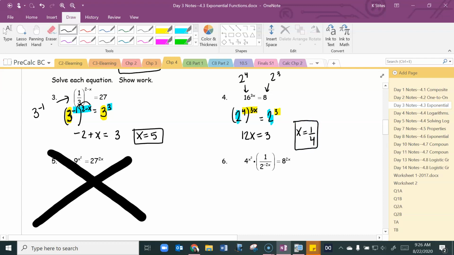All right, so we're going to skip number 5. We're going to do number 6. That one's a little bit harder, and also to save some time. So this is a little more complicated. The base that we're going to use is a 2 again.